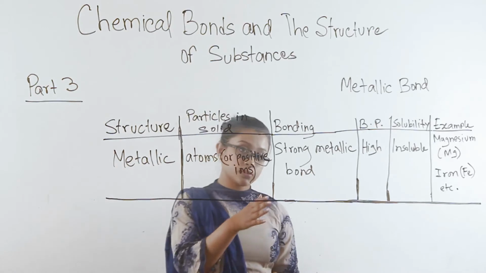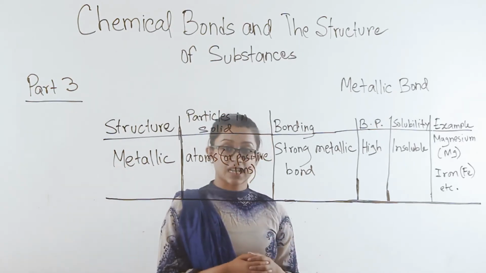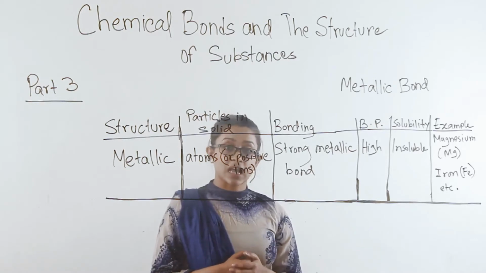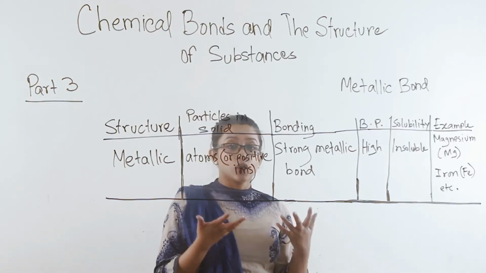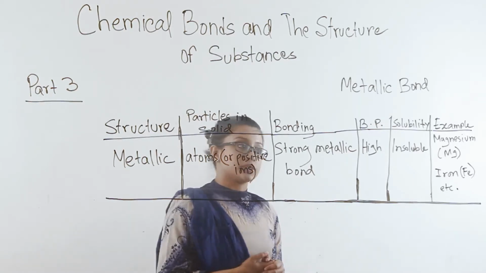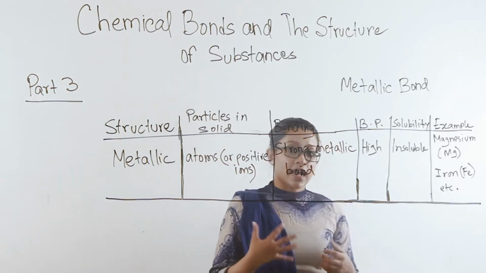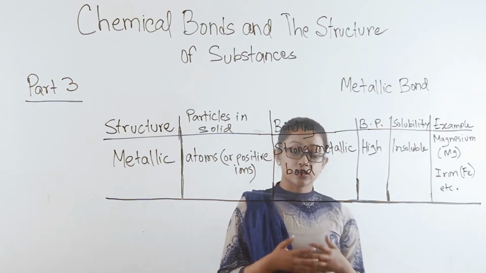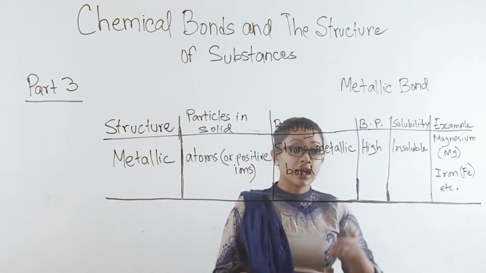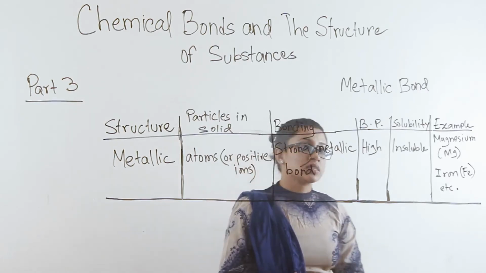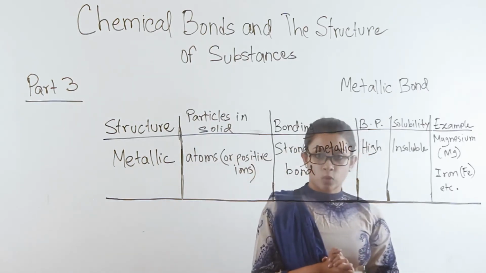And the bonding between them is a strong metallic bond due to the attraction between the positive metal ions and the negative delocalized electrons. The boiling point, denoted by Bp here, as a result of the strong bond, tends to be very high. And metals are insoluble in water.